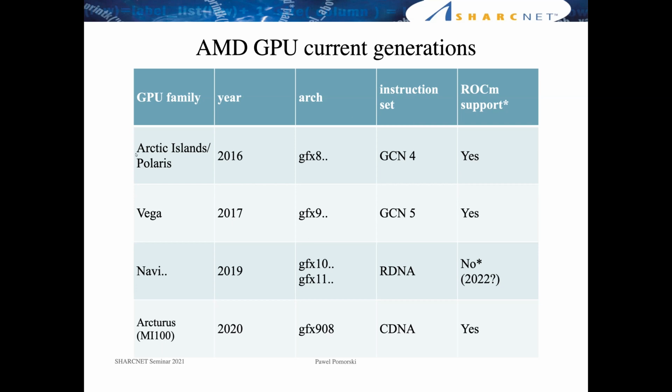These are basically gaming cards, the first 3 rows mostly. And then the last, fourth row is special. This is AMD's new Tesla analog GPU. It's called MI100.